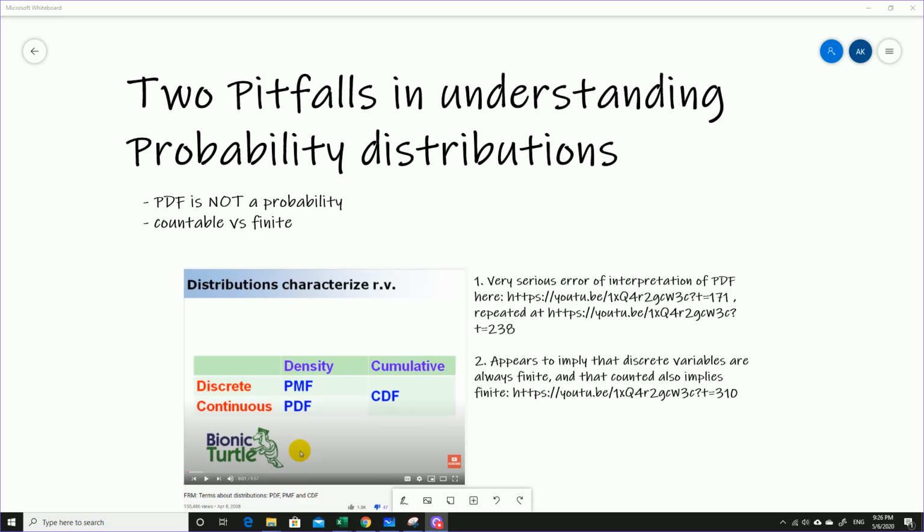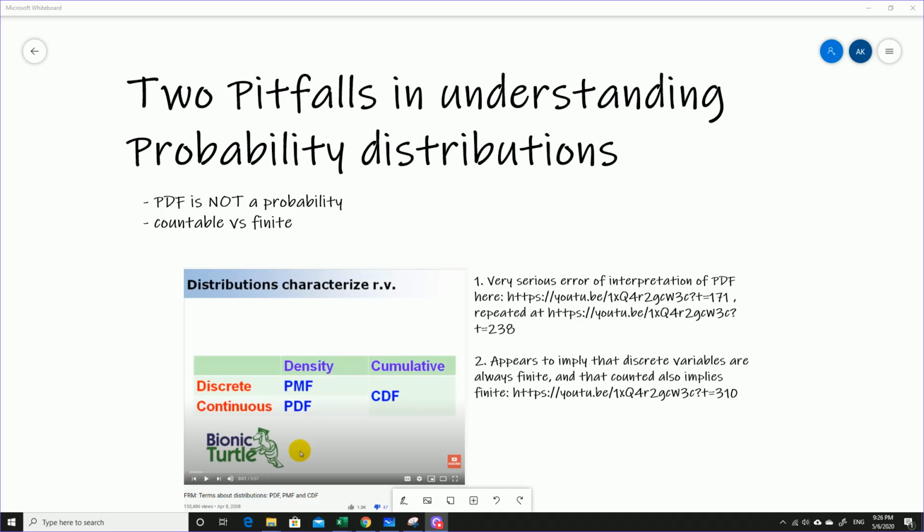Hello, this module will have two parts and I'm going to talk about two common pitfalls in understanding probability distribution. Now in this module I'm not teaching you the probability distributions, PDF, CDFs and such. I'm assuming you studied them. However, in my practice I noticed that these two pitfalls are not uncommon even among people who studied probability at some level.